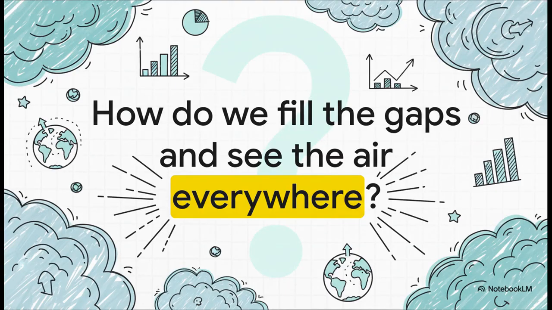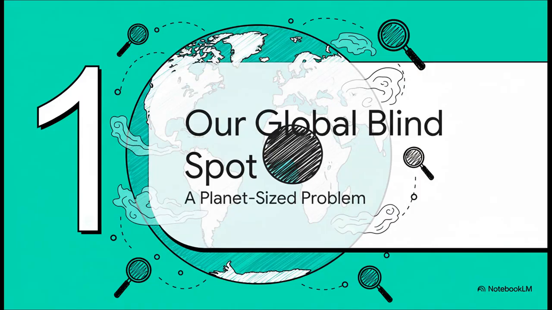So that brings us to the big question, the whole reason we're here. How do we fill in all those blank spots on the map? How can we see what the air is like everywhere, all the time? All right, section 1. Let's really get our heads around this global blind spot. It's a huge, planet-sized issue, and we're trying to solve it with just a tiny handful of data points.